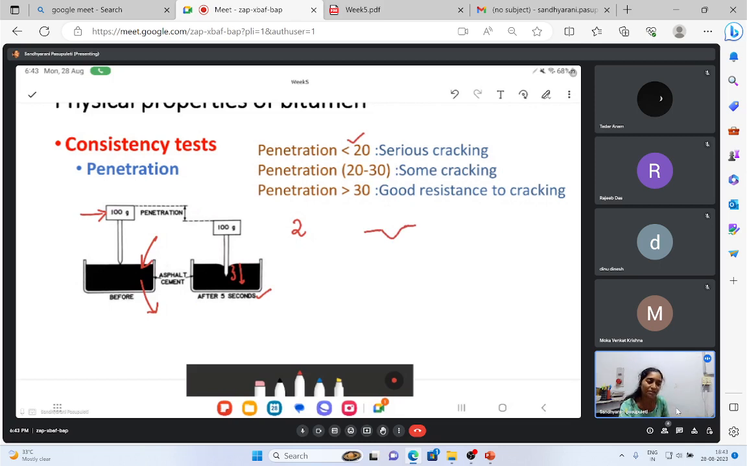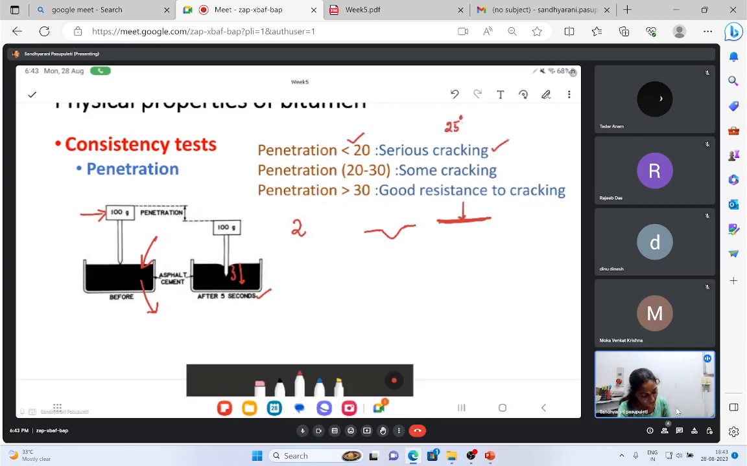But let us imagine the bitumen is very stiff, then what happens? If you have a very strong wooden piece and you try to apply a load here, what happens? There is a probability of cracks. In the same way, that is due to bending. Pavement should not be too stiff, so that it will give cracks. So if penetration is less than 20, that means serious cracking will be there, because we are testing this at 25 degrees.